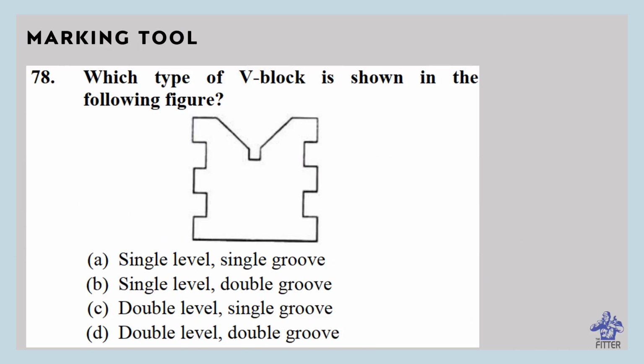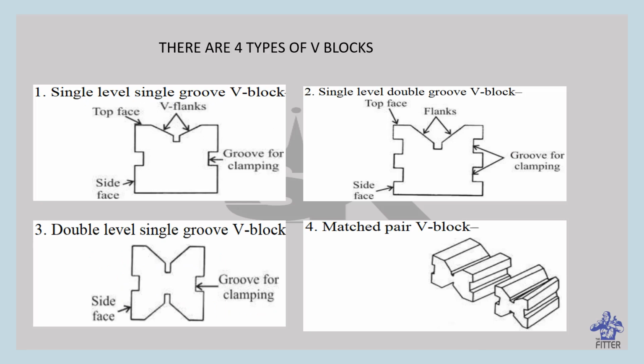Which type of V block is shown in the following figure? That is single level double groove, so option B. And I'll show you here four types of V blocks are there. Single level, single groove. So single groove is here. These are the grooves. If one slot appears, that is single groove.